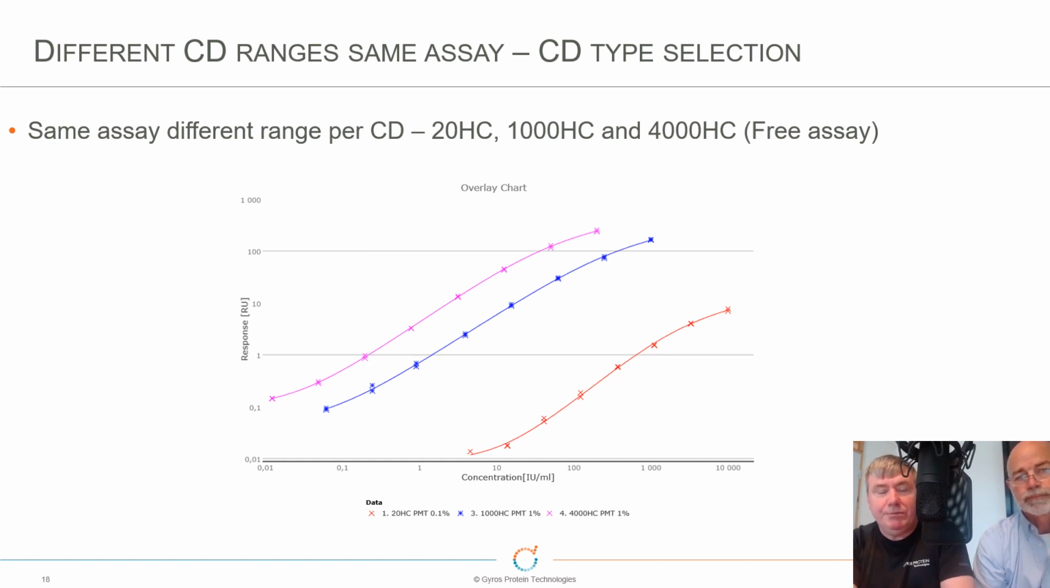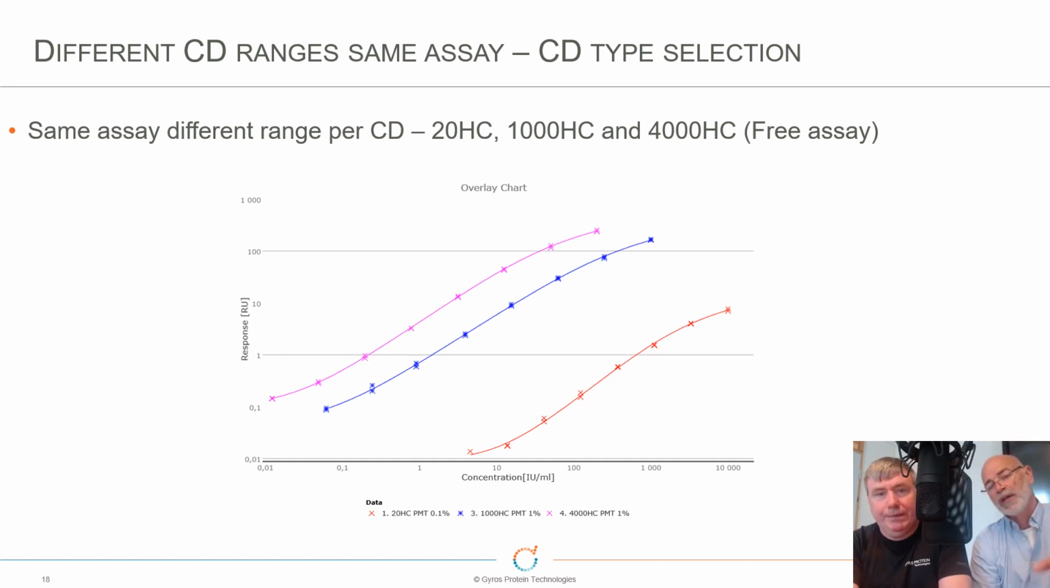So just to highlight what we said on an earlier slide, this shows you a free assay that we've developed on different CDs, and you can see the effect of the analytical range moving from 20 HC all the way to 4000 HC. You can then understand why people may request the 200 HC to complete the assay range. Just that gap in the middle drives some people crazy, but for the most part, you see quite a lot of overlap.